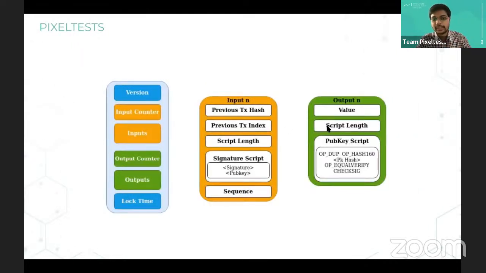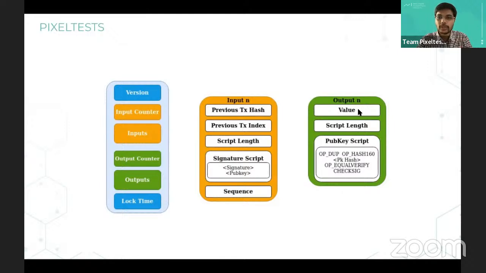In our previous session, we saw the structure of the transaction. Every transaction has the version, the input counter, inputs, the output counter, outputs, and lock time. In the last session, we understood these in detail. For example, in the input, we have elements like the previous transaction's hash, the previous transaction's index, the script length, and the signature script. We saw that each of these elements has its own size in bytes, which was mentioned by the professor during the session.